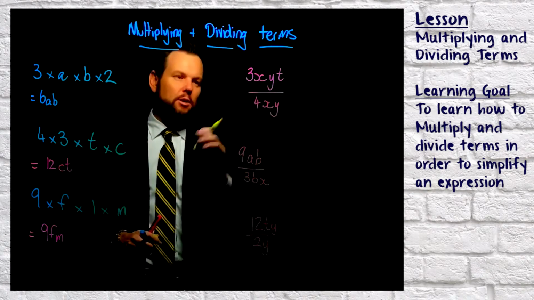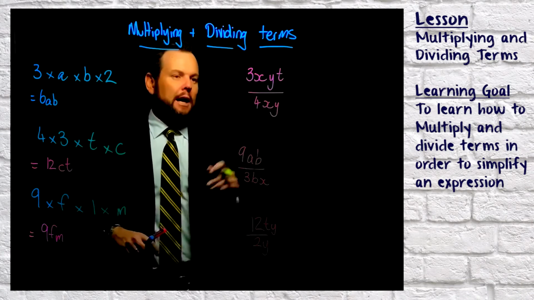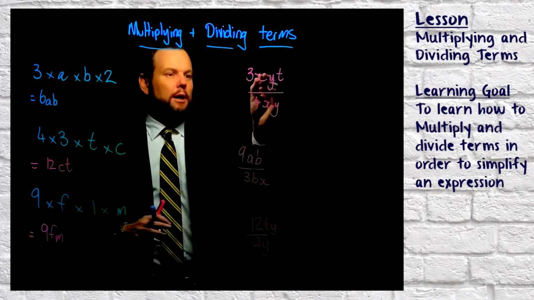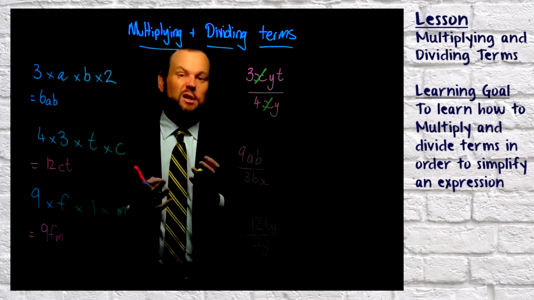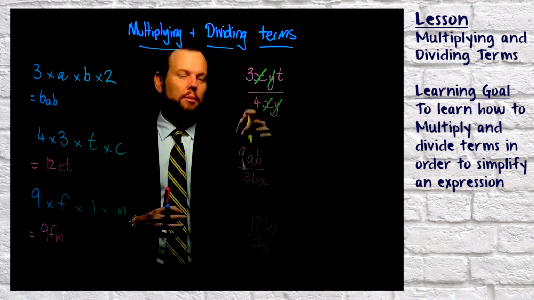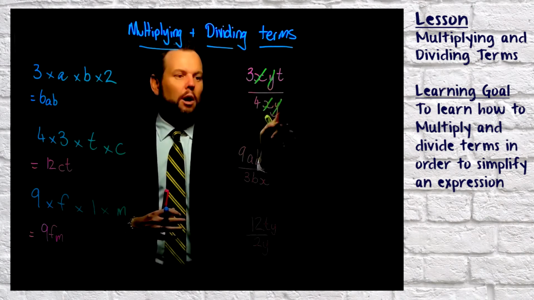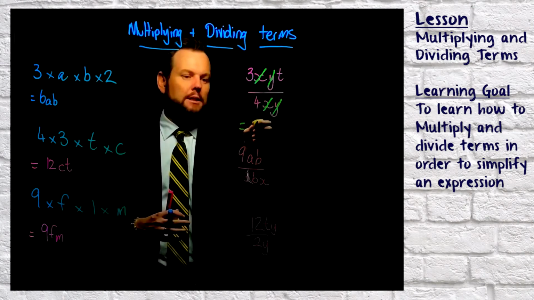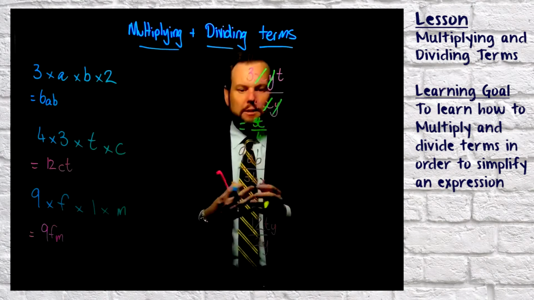Firstly, I always look at the variables first. And anything that's on the top and the bottom, I can get rid of. So I can just cross them out. The y's, so I've got an x on the top, a y on the bottom, cross them out, gone. A y and a y, cross them out, gone. So my answer to this would be 3t over 4. So we've just simplified it.